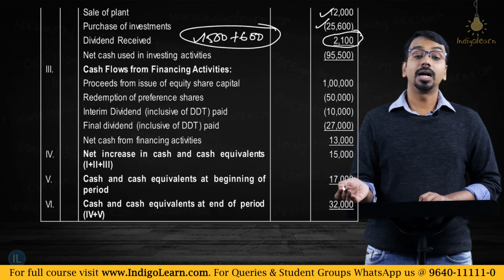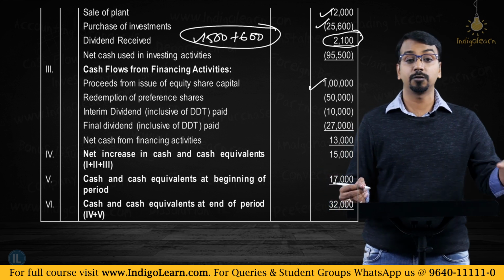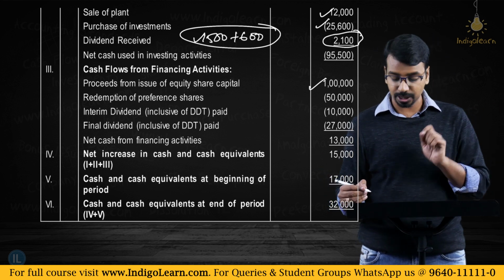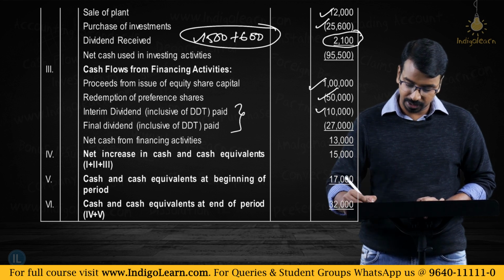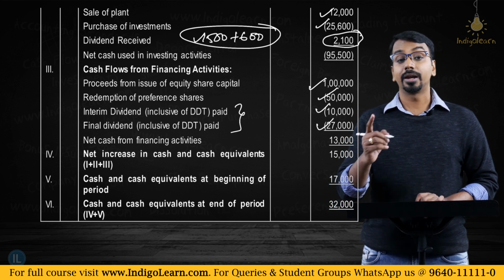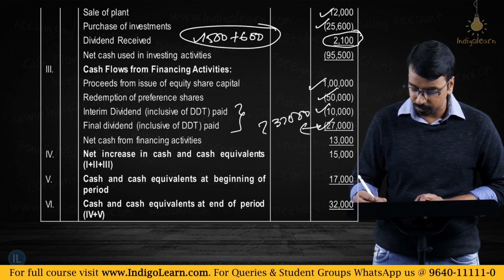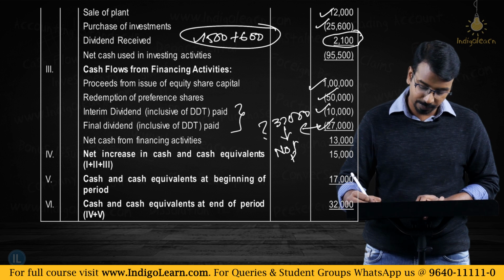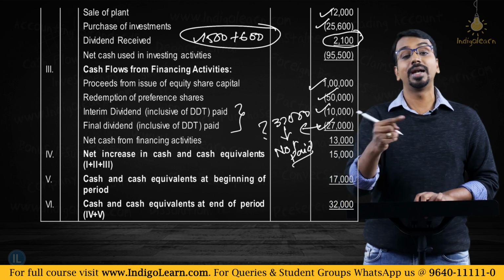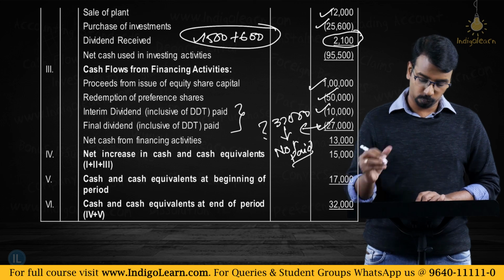Then under financing activity, we know we have raised fresh equity of 1 lakh. No other information is given, so you can assume it is for cash. Then redemption of preference shares, the interim dividend and final dividend, 10,000 and 27,000. Now you may have a doubt here. Why did we not consider 37,000 here? Because this 37,000 is not yet paid. What we have paid is 27,000 of the opening balance. So only that will be considered as the outflow, right?